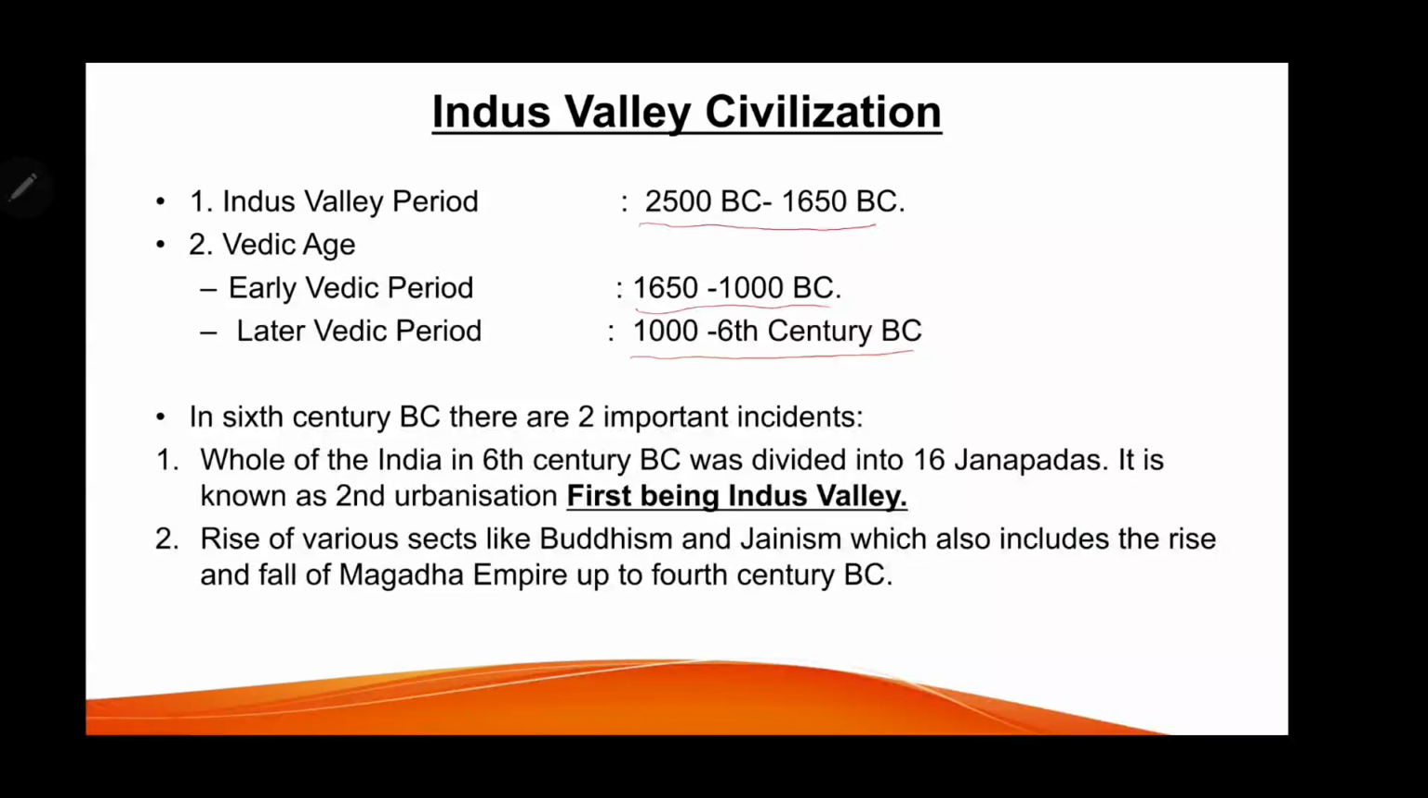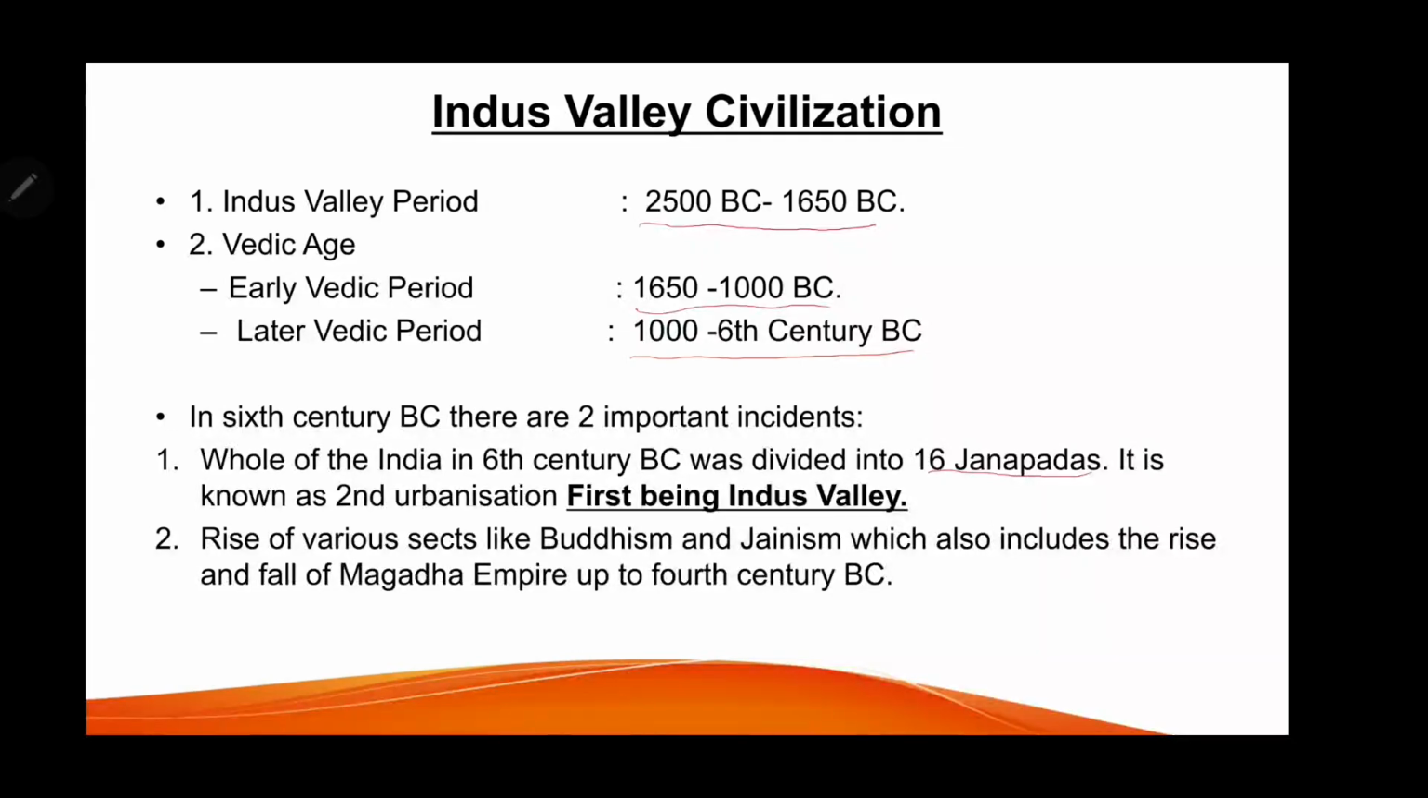In 6th century BC, two important events took place. One, the whole of the country was divided into 16 Janpad. Jan means people, Pad means territory. It's a Sanskrit word. And combining these two, Jan and Pad, comes to the state. So entire country was divided into 16 Janpads or Mahajanpads, which is known as the second urbanization in India, the first being the Indus Valley Civilization.